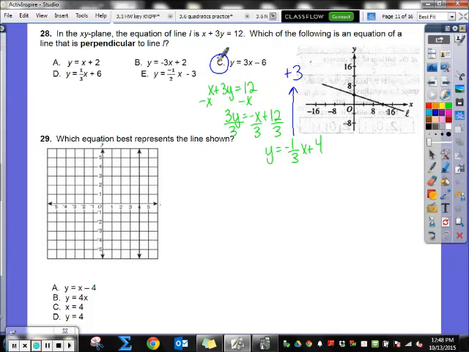For 29, we want an equation of that line shown. And here's the line. It goes through the x-axis at 4. It's a vertical line. So the answer would be C. Hopefully when you see a vertical line, you think of x equals.